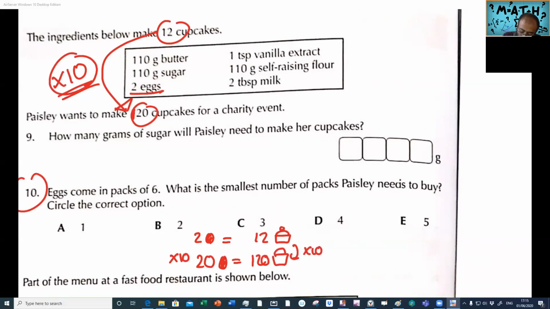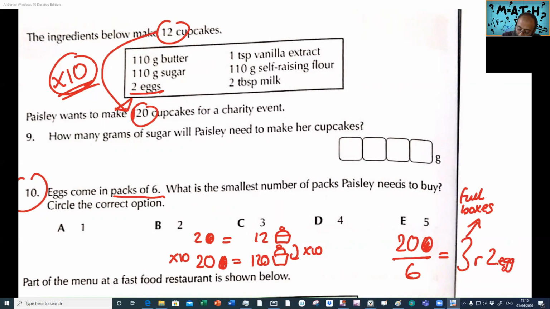So now the question says here, how many packs of 6? So you've got 20 divided by 6. What's 20 divided by 6? That will give you 3 remainder 2. So what that means is you need 3 full boxes, and you have 2 eggs left over, 2 eggs more to buy, 2 eggs still to buy. So the question is this: how many boxes do you need?